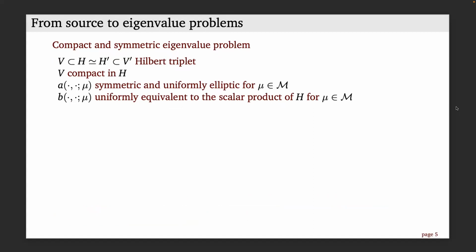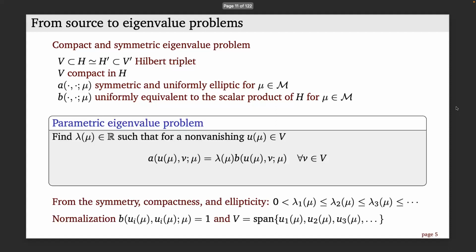Then you have a symmetric uniformly elliptic bilinear form A. This could be the same bilinear form that we had also for the source problem that we showed before. And B now is another bilinear form, depending on the parameter mu. What we assume in our presentation today is that B is uniformly equivalent to the scalar product of H. So you might think of the scalar product in L2 if you want, maybe with some parameter mu, but uniformly equivalent to the scalar product in L2.